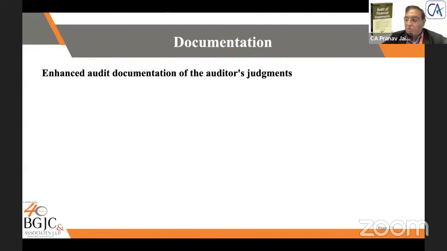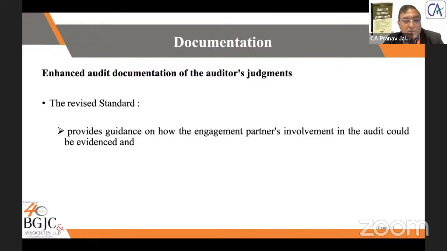Documentation. So it talks about enhanced documentation requirement for auditor's judgment. The revised standard provides guidance on how the engagement partner's involvement in the audit could be evidenced. This could be done through sign-offs, through minutes of meetings with the other team members, so agenda items for discussions. So all these, we have probably been doing proper reviews. We have been having meetings with the engagement manager or with the management or other team members, but probably they are not being documented. The revised standard requires documentation to evidence that there has been appropriate involvement of the engagement partner.